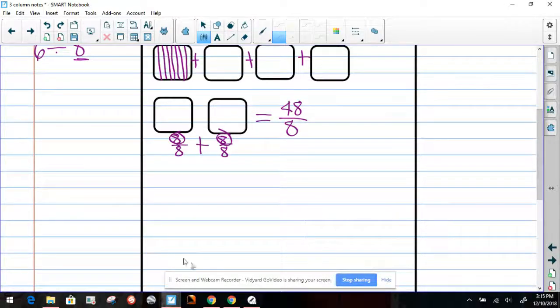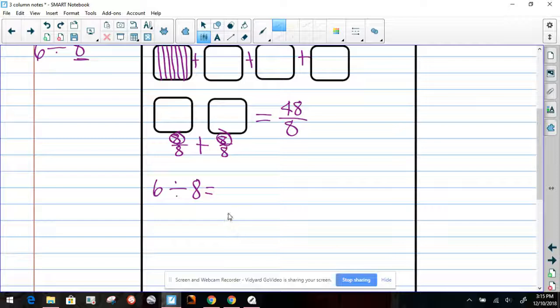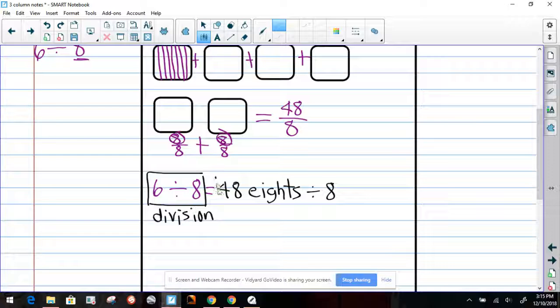Let's write that down. So 6 divided by 8 written in unit form is going to be 48 eighths divided by 8. So notice I just rewrote this division into this unit. This is the division expression. And this is called the unit form. Why? Because it has the unit. This is the unit, eighths.